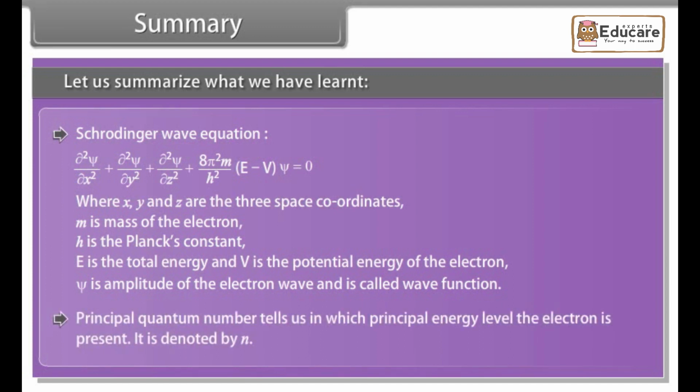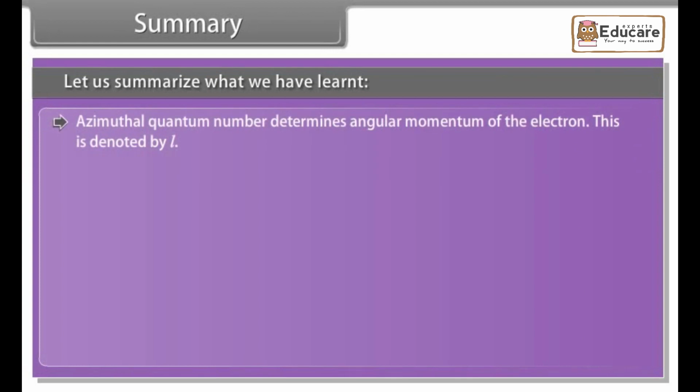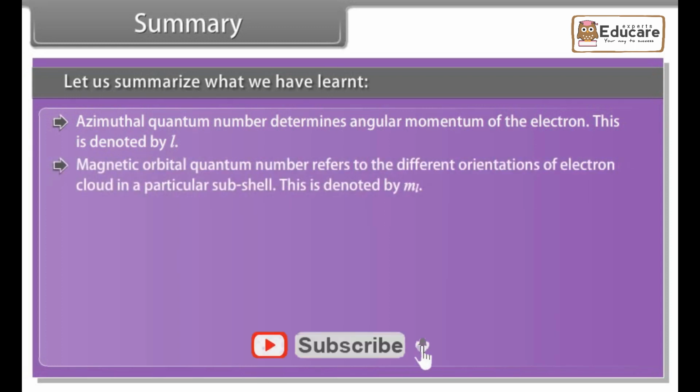Principal quantum number tells us in which principal energy level the electron is present. It is denoted by n. Azimuthal quantum number determines the angular momentum of the electron. This is denoted by l. Magnetic orbital quantum number refers to the different orientations of electron cloud in a particular subshell. This is denoted by ml.